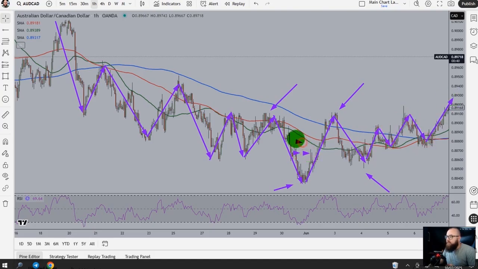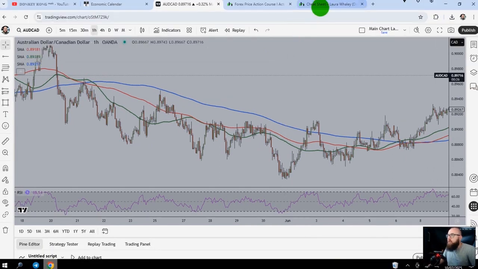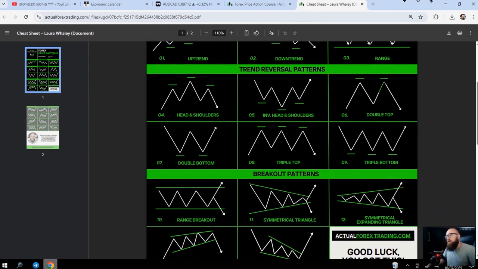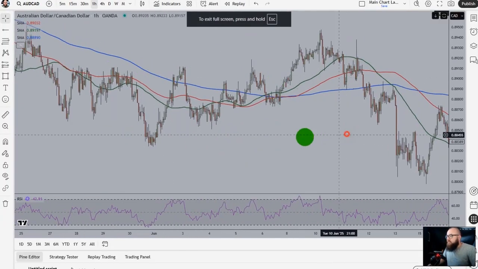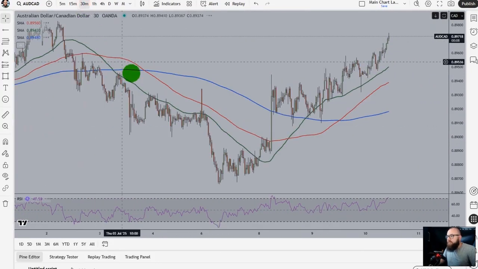Okay, so here's the inverted head and shoulders pattern. It's the same as the head and shoulder, but signaling the opposite, a downtrend becoming an uptrend. Any questions, let me know below. Okay, so that's number 4, number 5. We then have double tops and double bottoms. So number 6 and number 7. These signal the same thing, but the pattern is different.